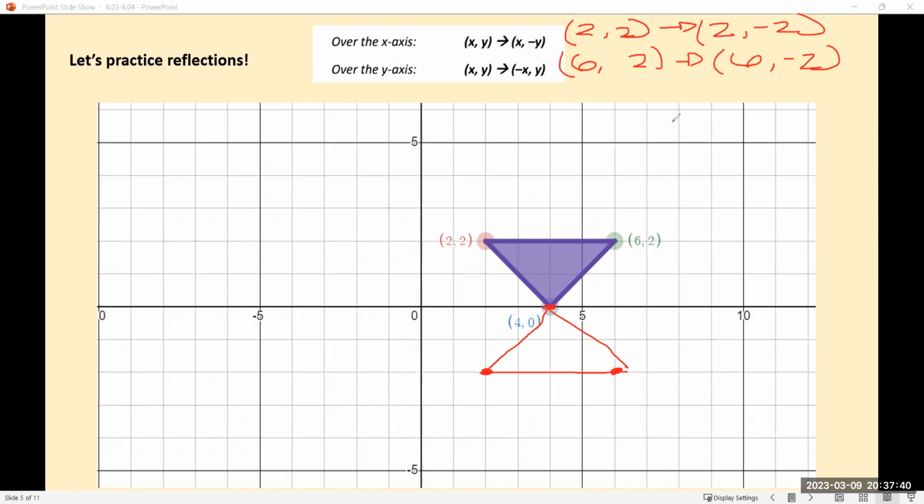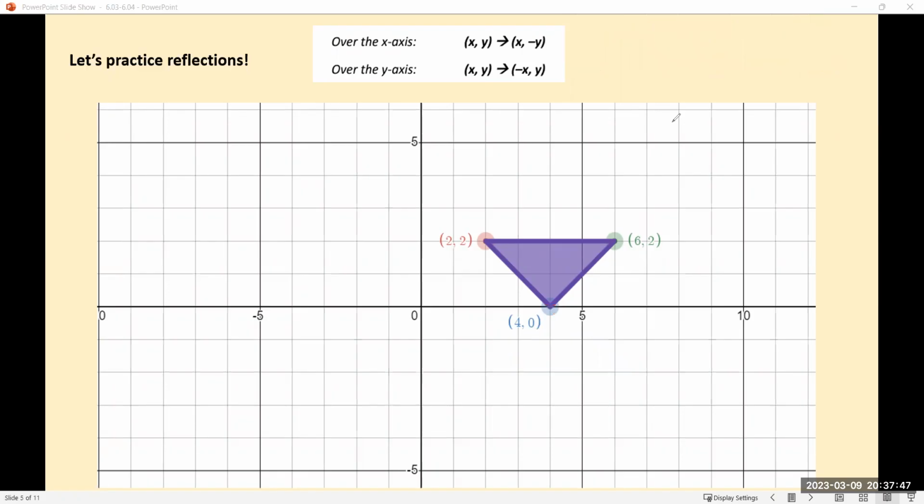Okay, I'm going to clear these and we're going to go and flip it over the Y now. So this was over the X, now let's flip it over the Y. When we flip over the Y, we make our X value negative. So let's take our points. Well, first we have our 2, 2. We need to make our X value negative. So that's going to be -2, 2.